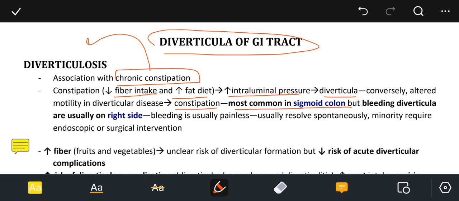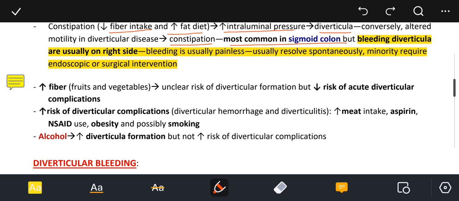So most common is the sigmoid colon, but bleeding diverticula are usually on the right side. It is very important. The right sided diverticula usually bleed. Bleeding is usually painless and resolves spontaneously. A minority require endoscopic or surgical intervention. The most common site for diverticular formation is the left colon, but the most common site for bleeding diverticula is the right colon. Then increased fiber, for example fruits and vegetables, has an unclear effect on the risk of diverticular formation but decreases the risk of acute diverticular complications. Then the next thing is about what increases the risk of diverticular complications, diverticular hemorrhage and diverticulitis.